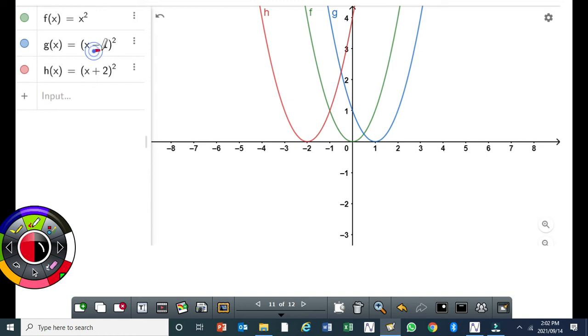One here, it tells us that the graph of f was moved by 1 unit to the right. Okay? For the graph of h of x, we can describe or explain it in terms of the graph of both f and g.